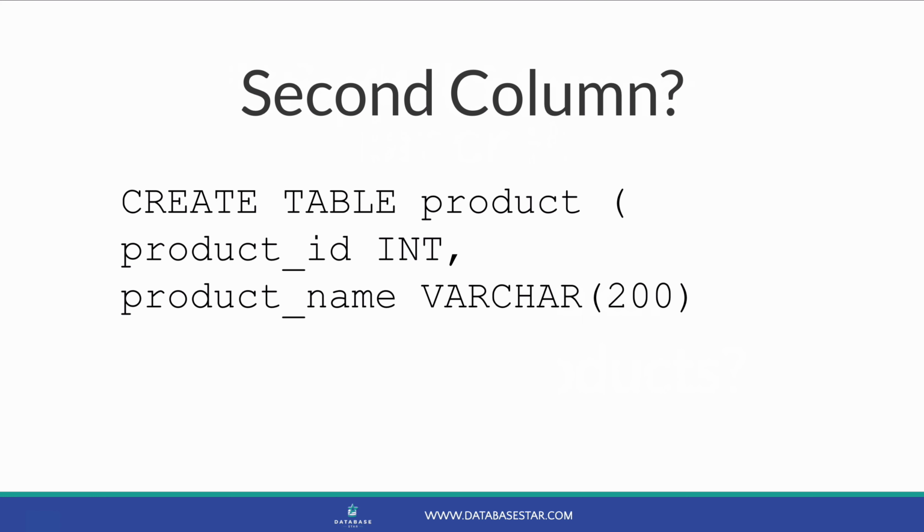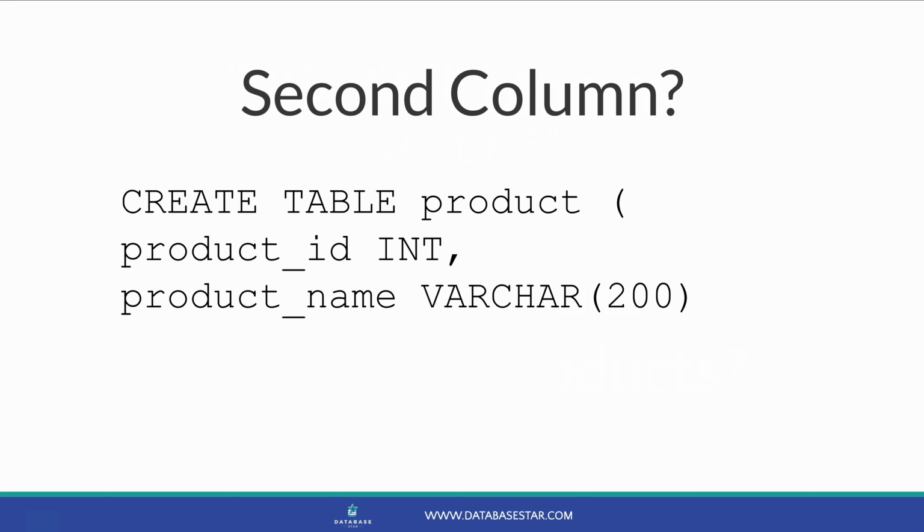Now if you want to add a second column, specify a comma. I like to put each of my columns on a new line, so press enter. On the new line, repeat the same process. Enter the name, such as product underscore name, then a space, then the data type. In this example, we'll use a text value. The text type is often called varchar, which is short for variable character. In different databases, this may be different. For example, Oracle's main text data type is varchar2.